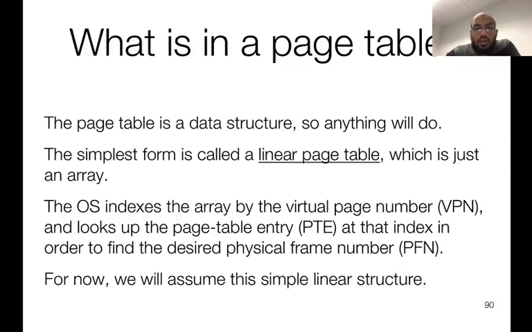So what is in a page table? The page table is a data structure, as we said, so anything will do. The simplest implementation of a page table is called a linear page table, which is just an array. The operating system indexes the array by the virtual page number and looks up the page table entry at that index in order to find the desired physical frame number. So you have a simple linear structure with a one-to-one mapping between the VPN, the virtual page number, and the PFN.